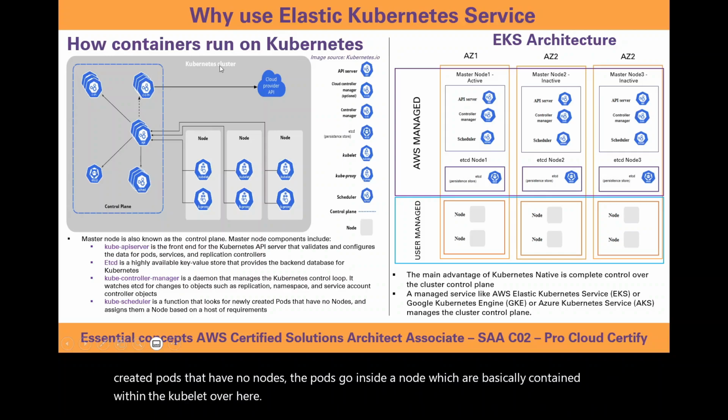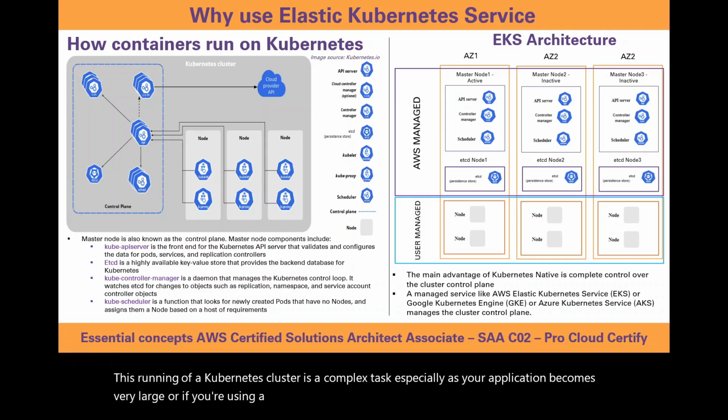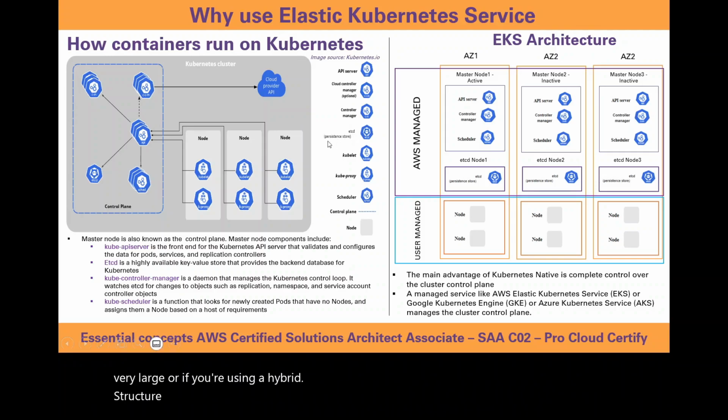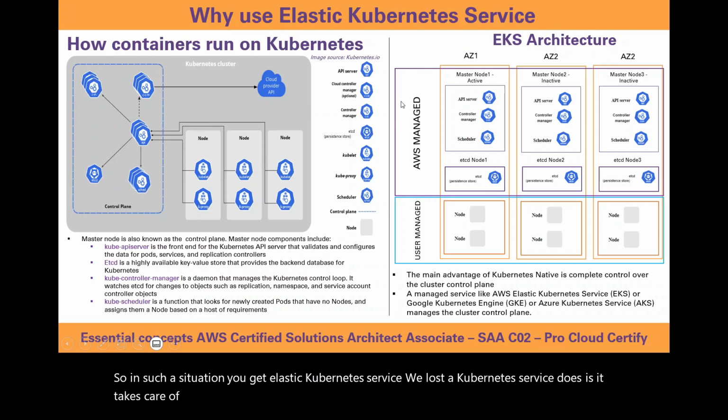Now, this running of a Kubernetes cluster is a complex task, especially as your application becomes very large, or if you're using a hybrid structure to run your cloud infrastructure. So in such a situation, you get Elastic Kubernetes Service. What Elastic Kubernetes Service does is, it takes care of managing the control plane.